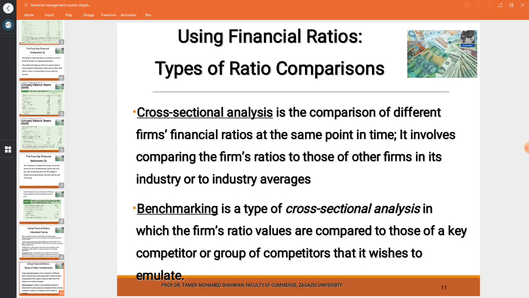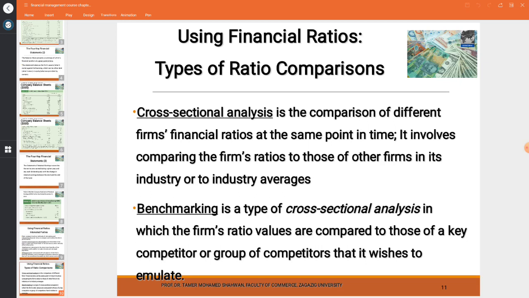For example, if I have company X and I would like to know its performance, either I compare the financial ratio of company X on 31st of December 2012 with the same ratio in another firm, or we compare this ratio with what we call the industry average, and this is a certain type of cross-sectional analysis.